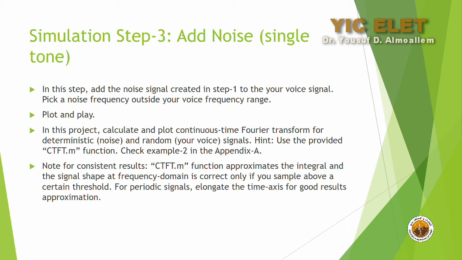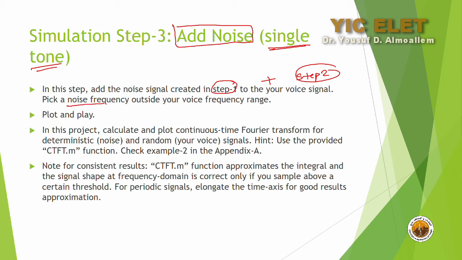Then step number 3 is to add the noise. To add the artificial noise which we created, a single tone, in this step we add the noise which was created in step 1 and the voice which was created in step number 2. So step number 3 is the addition of step 1 plus step 2. Then I just want to make sure that you pick a noise frequency outside your voice frequency range. Do not take it within your frequency range, otherwise you cannot filter it out.